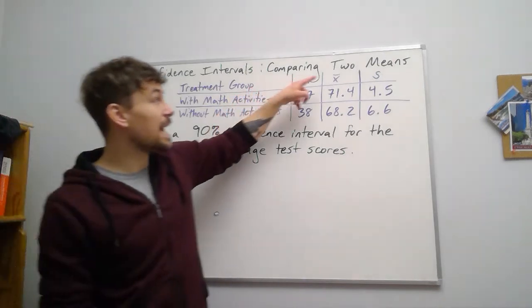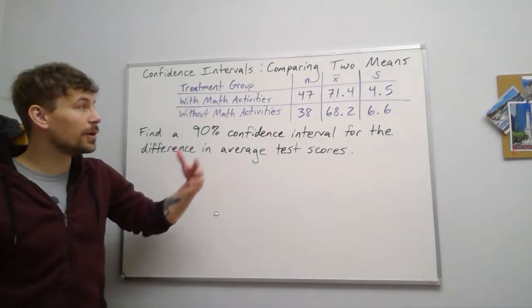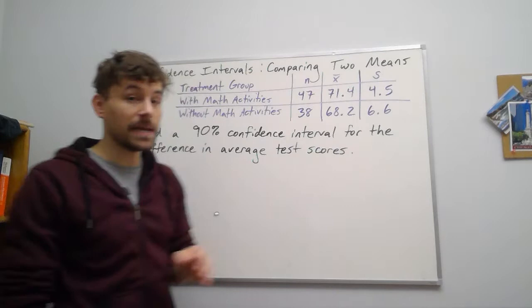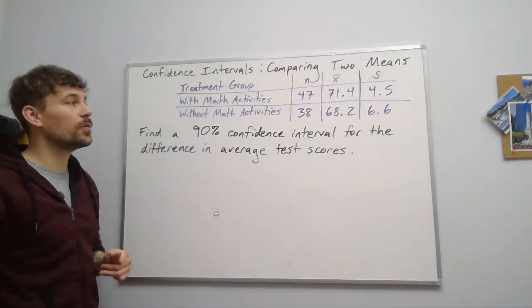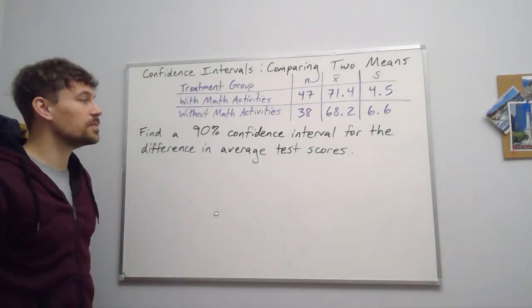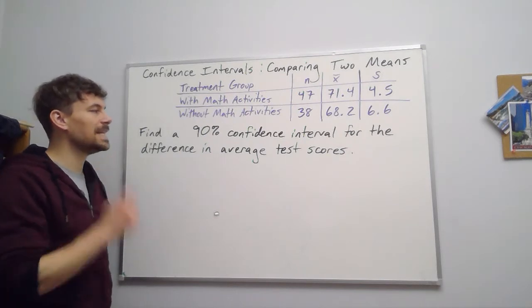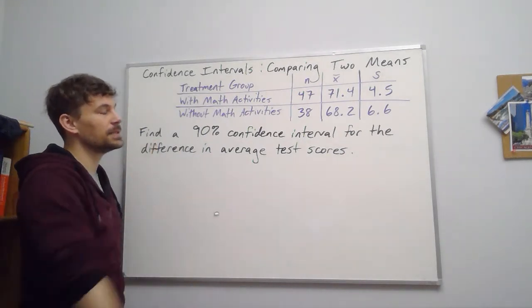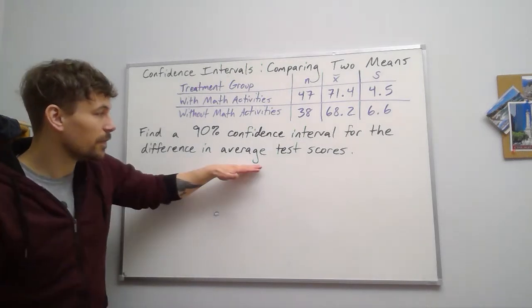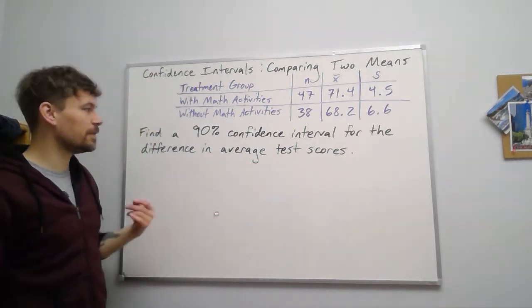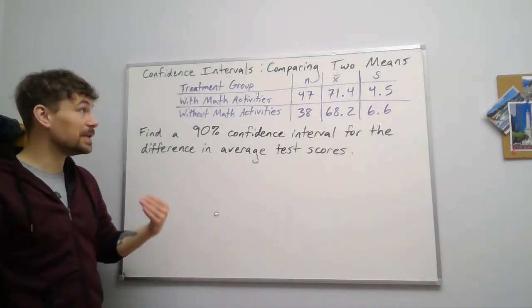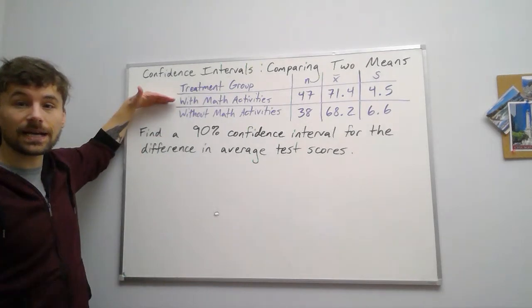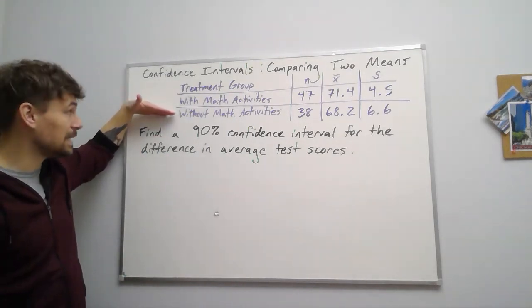Then we have the X bar, the sample mean recorded value, and the S, the sample standard deviation recorded value among those students. What we're hoping to do here is find a 90% confidence interval for the difference in average test scores. To be more specific, the difference in average test scores between students who had extra activities and those who did not.